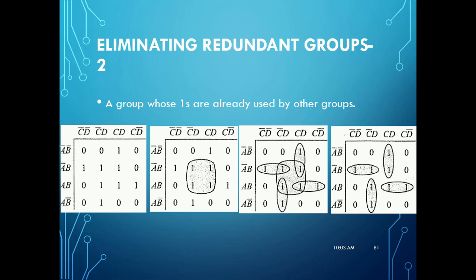Here is how we are going to eliminate the redundant group. First, you have done the mapping in this manner, and then you have done this and this, and this grouping is possible, and you have also done this grouping. Now the group inside, which is a quad, is a redundant group, so you have to eliminate it. After elimination your K-map will be in this manner, and you have to write the expression Y for the last K-map, after removal of the redundant group.